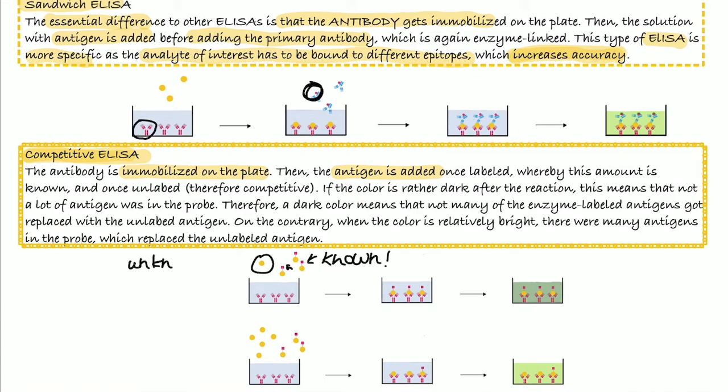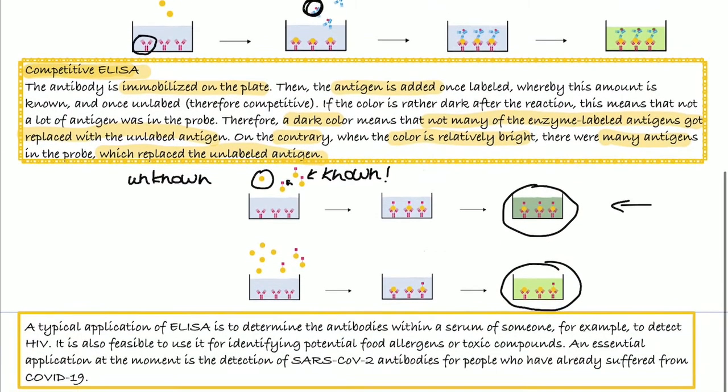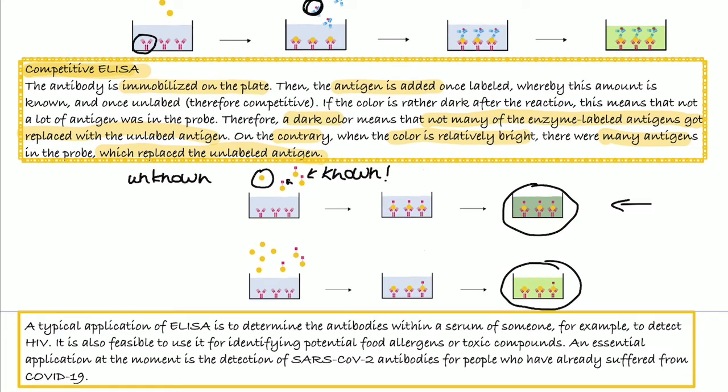If we take a look at the first drawing here, we see that the color is rather dark after the reaction. A darker color means that not a lot of antigen was in the probe, as the antigen did not compete with the labeled antigen that we added. So, if we have, on the contrary, a relatively bright color, there were many antigens because they were able to replace the labeled antigen. Maybe you might want to take another look at the drawings, then the principle might get a bit clearer.